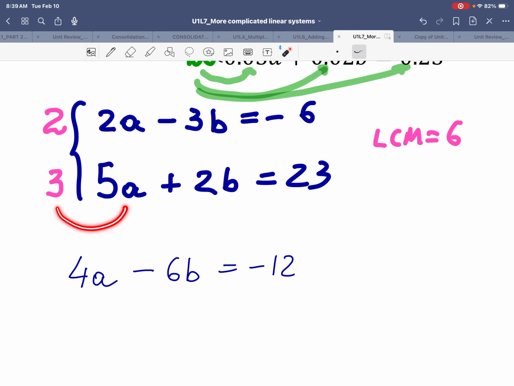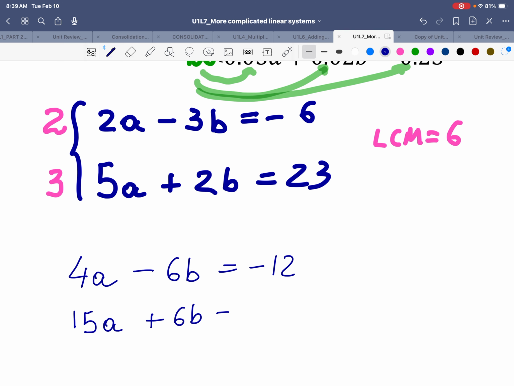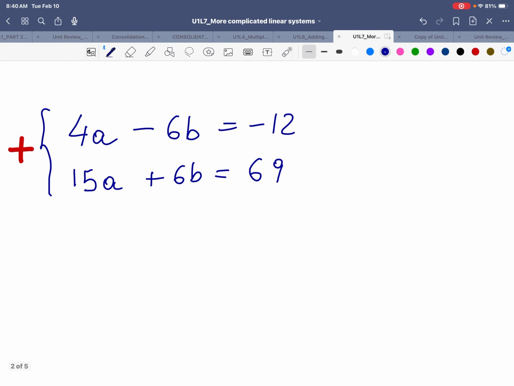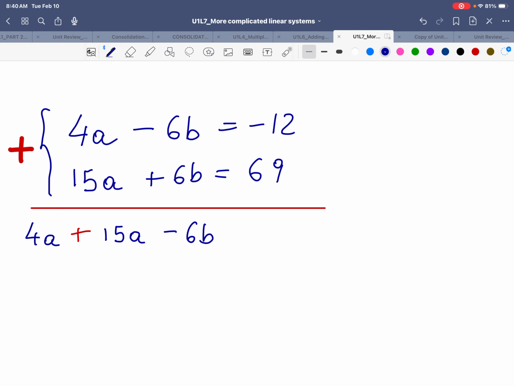Now, second equation, 15a, 6b, 3 times 23, 69. So 15a plus 6b equals 69. Now we have 2 happy equations here, ready to eliminate one of the variables. The signs are opposite, which means that simple addition of two equations will help us do that. So eliminate b, and we'll obtain at the bottom here 4a plus 15a, and then minus 6b plus positive 6b, and negative 12 plus 69.